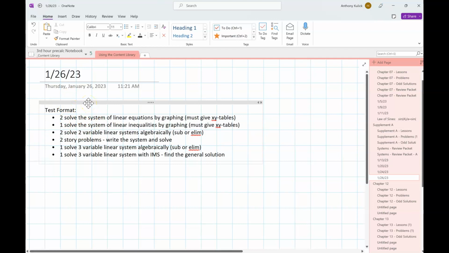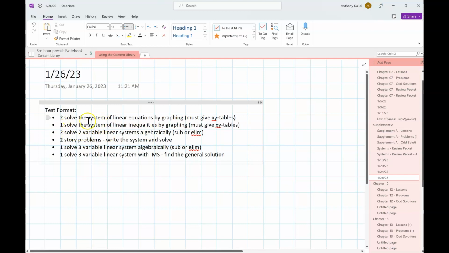talking a little bit about test format here. So your test is going to have two systems of linear equations that I'm going to ask you to solve by graphing. When you do that, I'm going to ask you to provide an XY table to show me how you get your lines. So I want to see some points, either an XY table, or I suppose if you labeled them on your graph, that would be okay also.